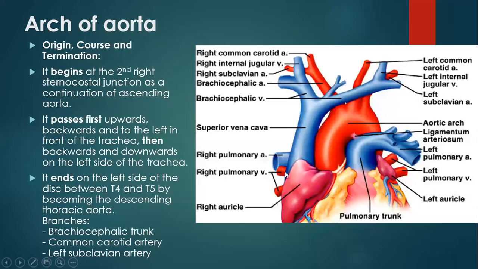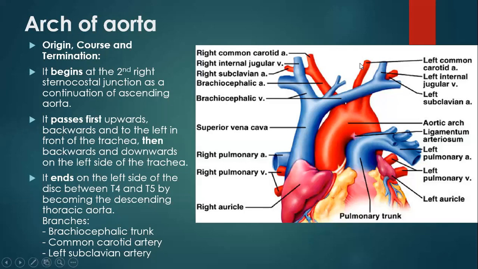So what are the branches given by the arch? There are three very important branches. One is called the brachiocephalic artery. Similarly, we have the brachiocephalic veins.